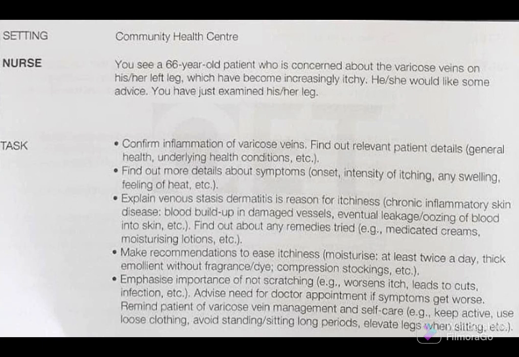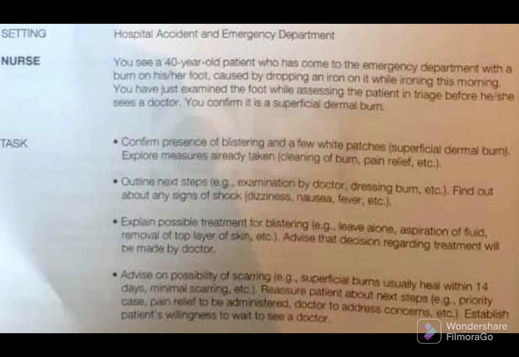That means after your assessment, what is the result of your assessment? That is the thing you are stating. And this role play and the previous role plays are totally different. And you have another scenario.